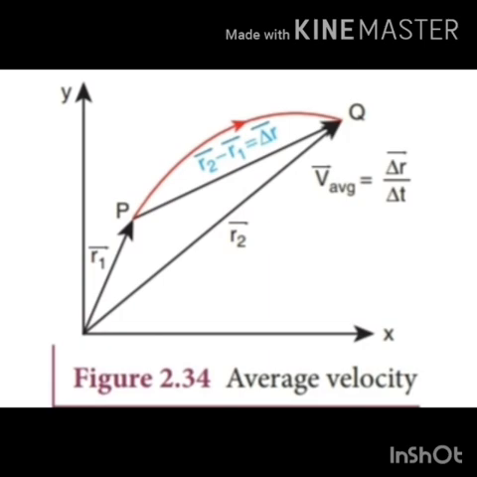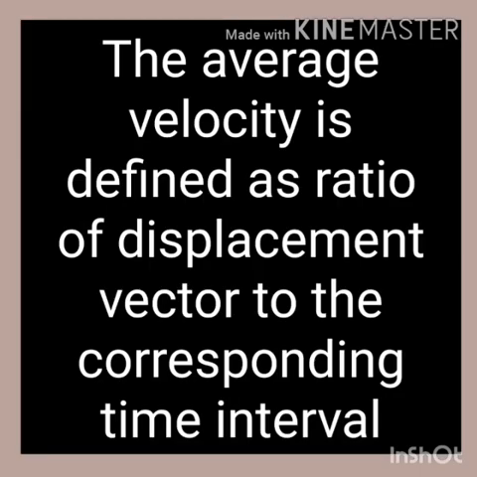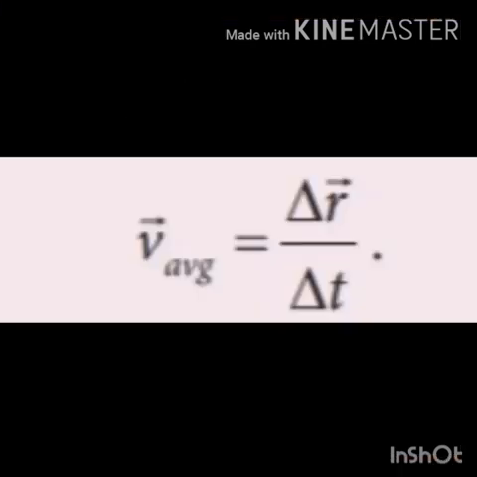The displacement vector Δr is equal to r2 vector minus r1 vector. Displacement means the difference between the final and initial position. The average velocity is defined as the ratio of the displacement vector to the corresponding time interval. Therefore, this equation becomes v average vector is equal to Δr vector by Δt.